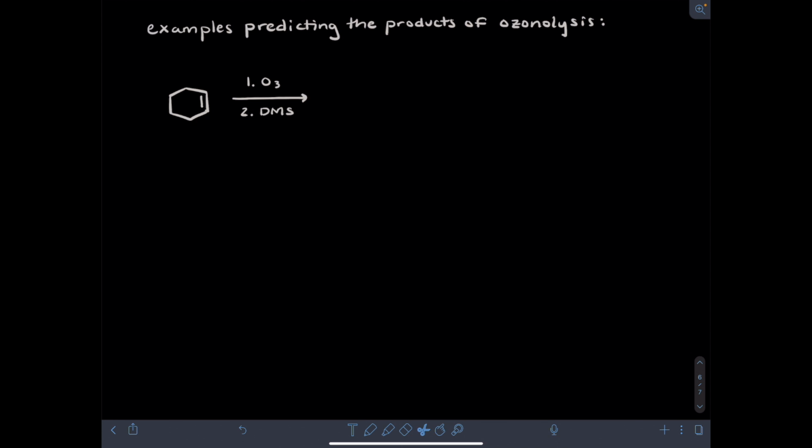I want to show a few more examples of predicting the products for ozonolysis reactions. Here I'm treating a cyclic alkene with ozonolysis conditions. Step 1, treatment with ozone. Step 2, in this case, treatment with DMS. Ozonolysis will completely cleave the double bond of the alkene, and in its place, each carbon of the alkene will have a new double bond to an oxygen.